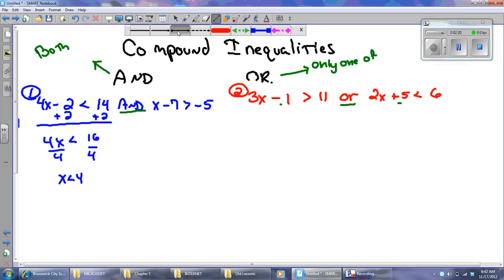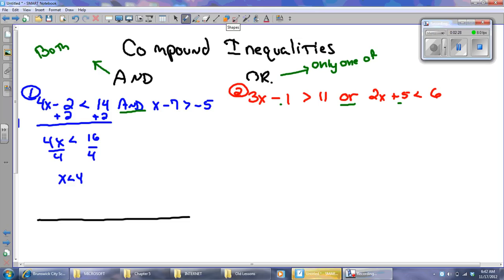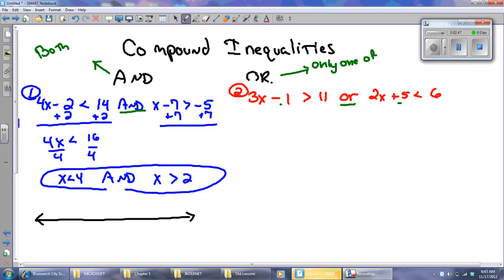Now, if I get a number line out here, hold on a second. Actually, I'm just going to draw a number line. Oh, and I'm not ready to graph yet anyway. Let me solve the other part. I'm going to add 7 to both sides. And I'm going to get x is greater than 2. I need the and in there, very important. Here is my answer, not just one part of it.